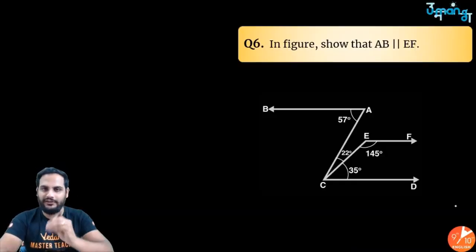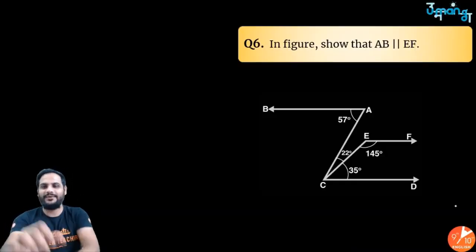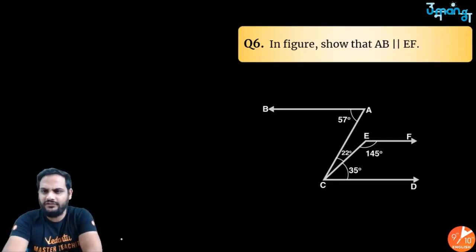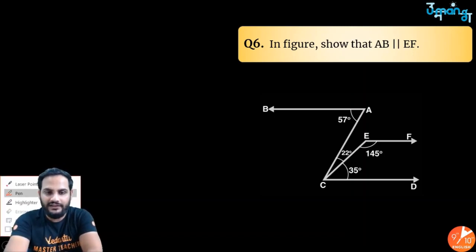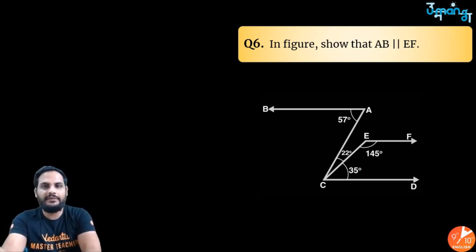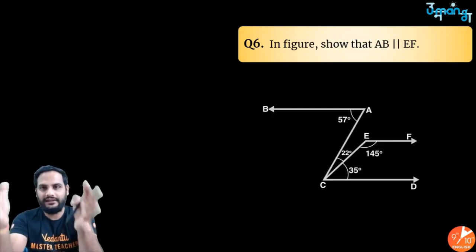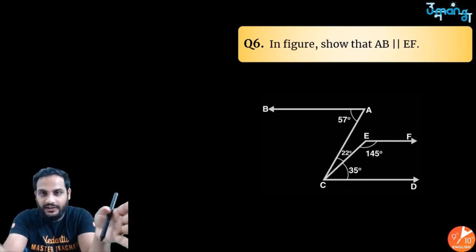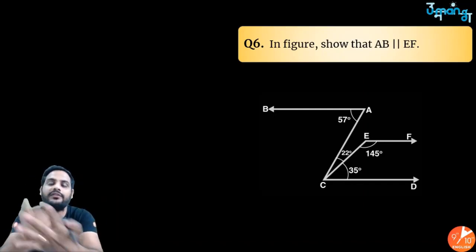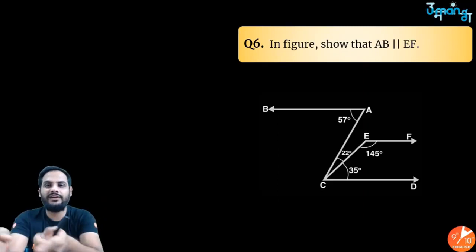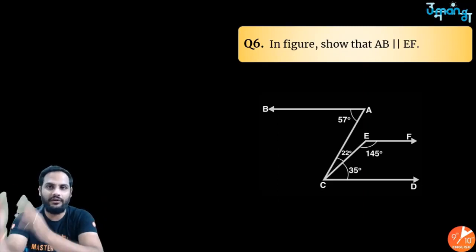The next part, sorry, let us move on with the class. The next question is this: in this figure, show that AB is parallel to EF. Now the first thing which should come to your mind is that this question is asking me to prove AB parallel to EF. So whenever I have to prove AB parallel to EF, I deal with the converse theorems. Right? The converse tells me whether lines are parallel or not.